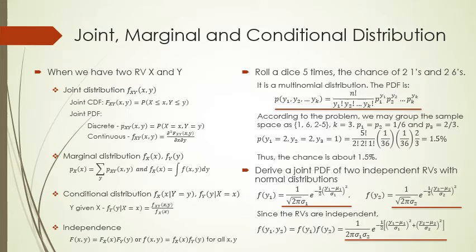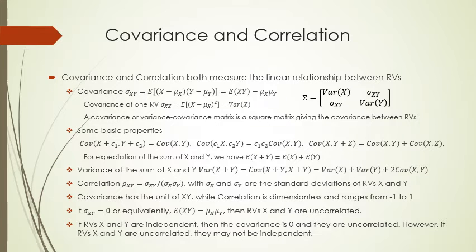However, if the two random variables are dependent, then the joint distribution is much more complex. If the two random variables are dependent, then they may have linear or nonlinear relationship between the random variables. Both covariance and correlation measure the linear relationship between random variables.